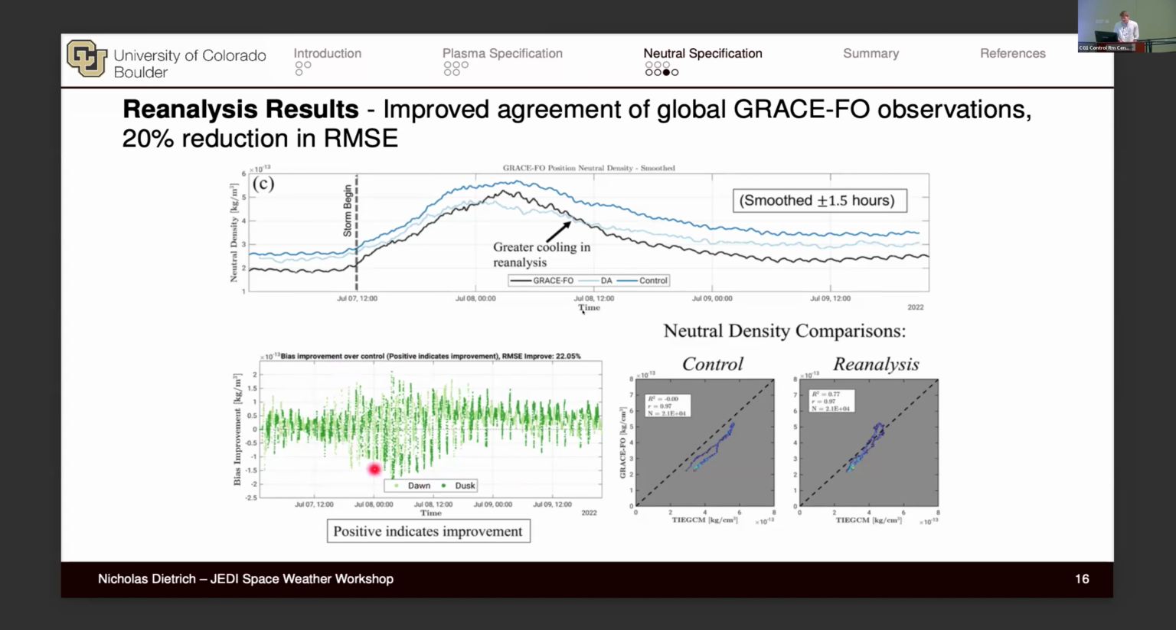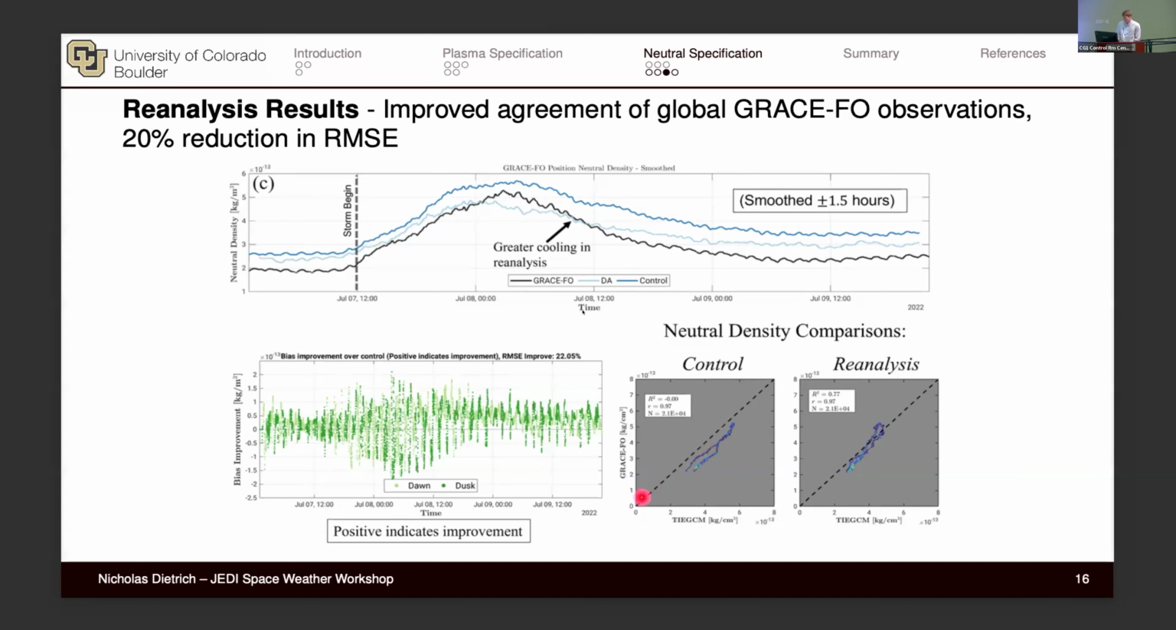During this peak storm time, we're getting mixed results, because I see this as probably more of a driver issue, like the geomagnetic forcing that we're using. And then it's in this subsequent cooling period that we're getting consistent, great improvements in our observations.